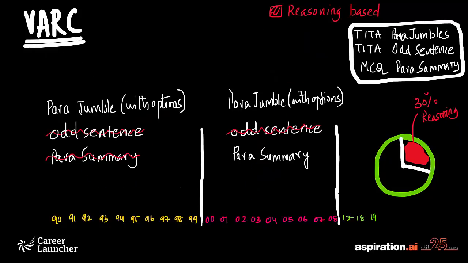If you look at that as a story, you have paragraph jumble with options, and from 1990 to 1999, they did not have any odd sentence questions or paragraph summary questions. In 2000 to 2008, you had paragraph jumble questions with options and paragraph summary questions. The paragraph jumble questions with options were there in almost all the tests except in 2006 and 2008. The paragraph summary questions were asked in 2 tests, the 2003 repeat paper and the 2004 paper.